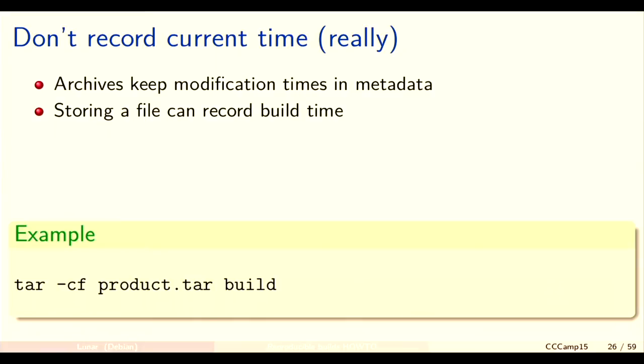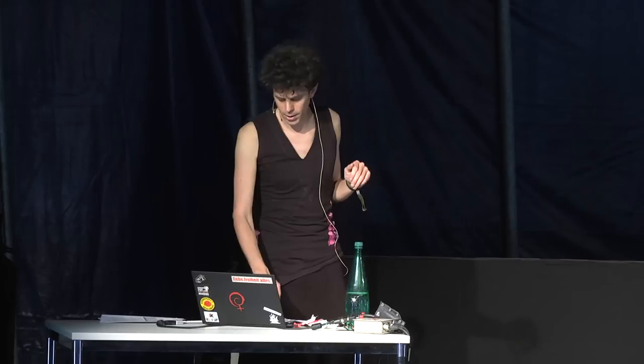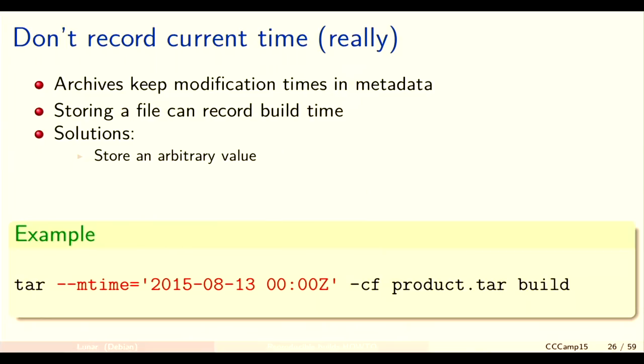Most archive formats will actually keep the file modification date in the metadata. Some rare tools like gzip have a -n option, and then it will not record metadata, so that's fine. But not all of these tools have such an option. So, several solutions. One is to specify an mtime that works for tar, and so you can use --mtime.